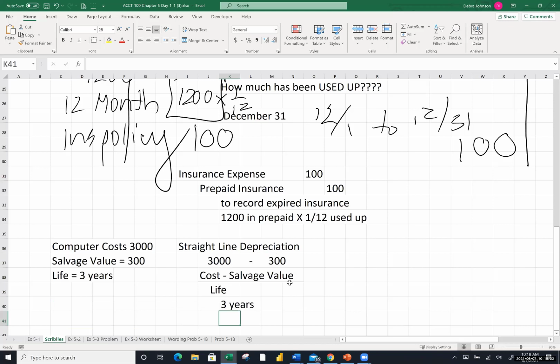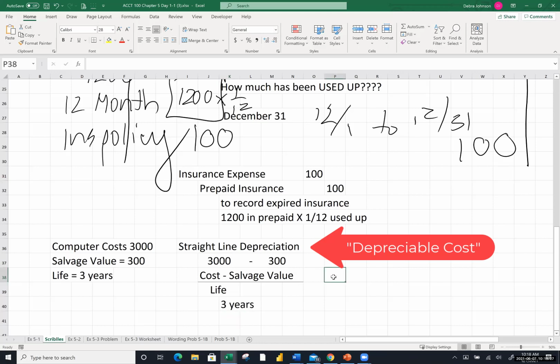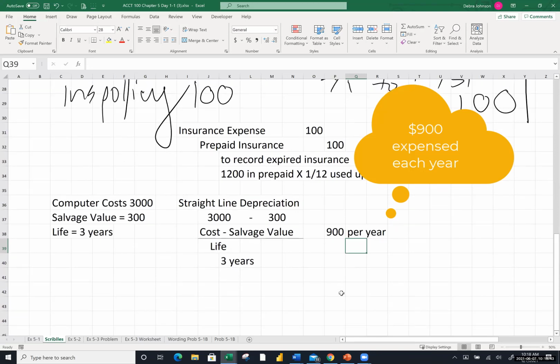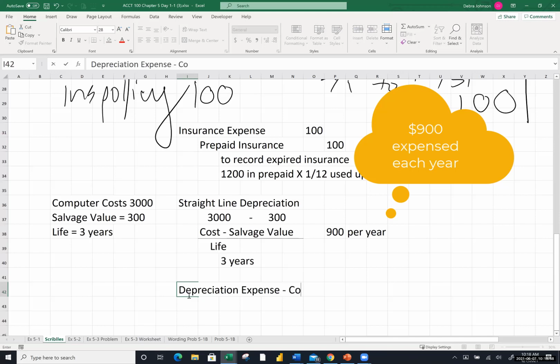Okay, well, the top, the numerator here, that would be 2,700 divided by 3. When you do that on your calculator, you're going to get 900 per year. Okay, what does that mean? Every year you have that computer, you're going to transfer $900 out of the asset and into the expense. So the journal entry confuses some students, not the debit. The debit we know on all of these is going to be to some kind of an expense. So this is going to be to depreciation expense for the computer.